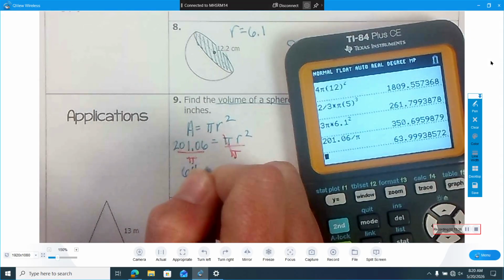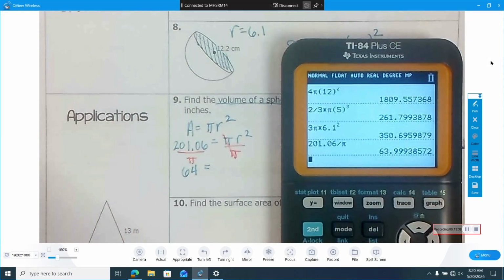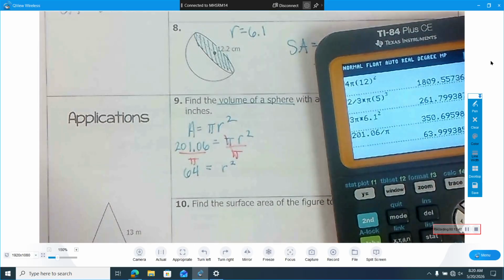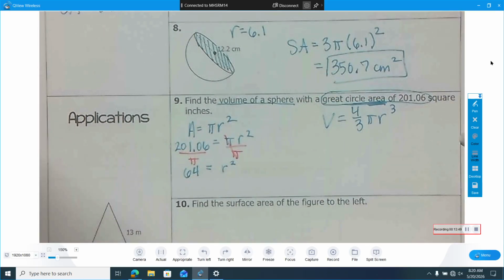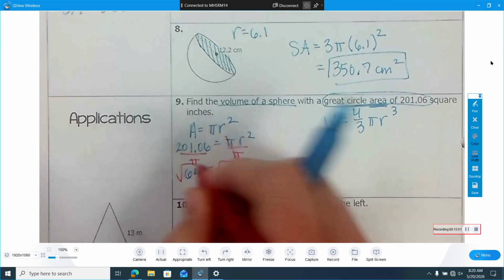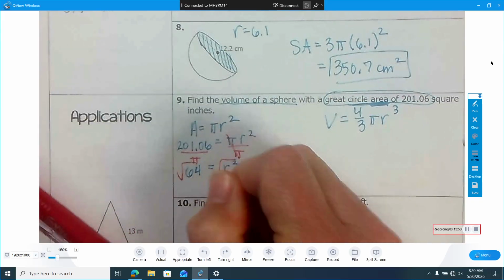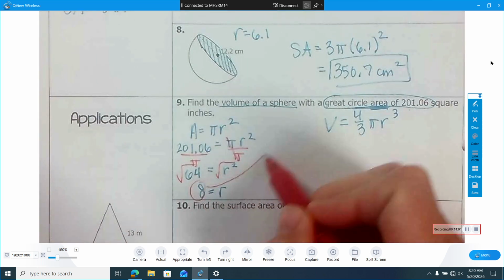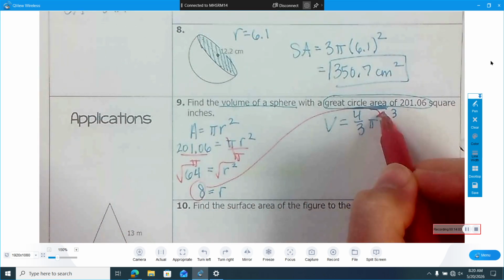It's really 64, right? Really, really close to 64. That would round up to 64. Equals radius squared. And then we need to do what? Square root both sides, which means the radius is 8. And now what do I do with the radius? Plug it in to find the volume.